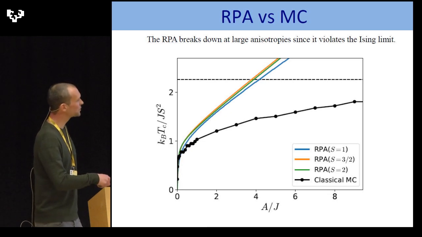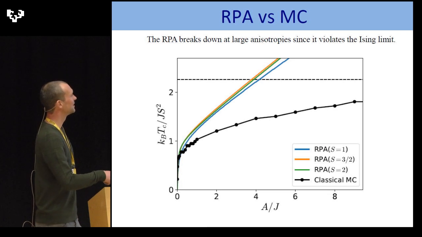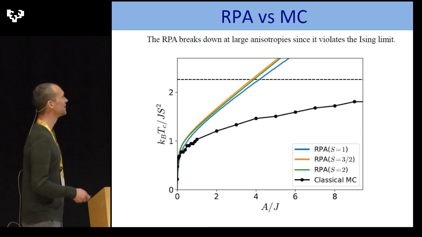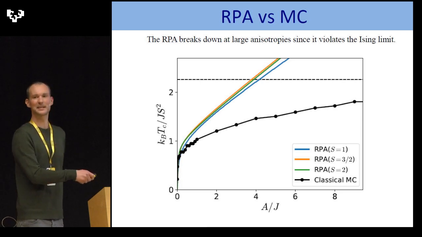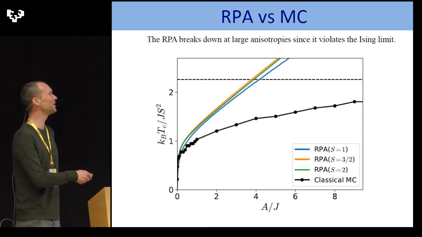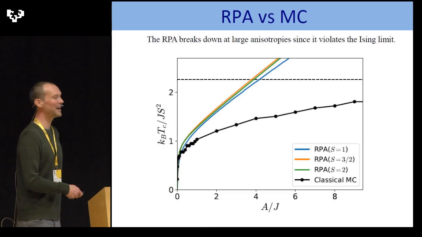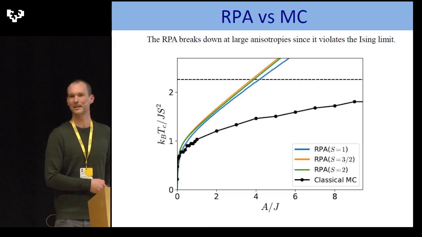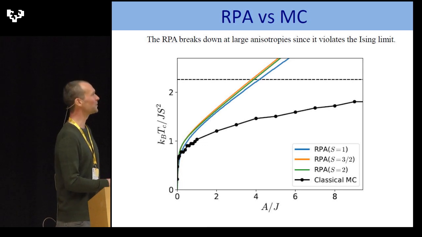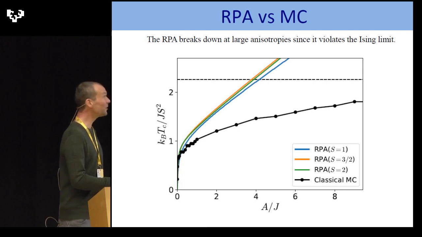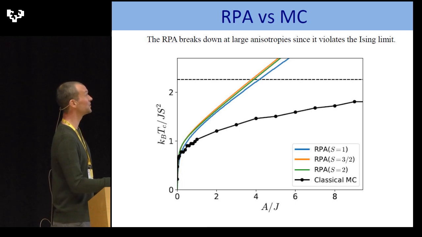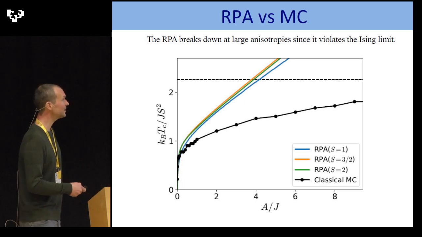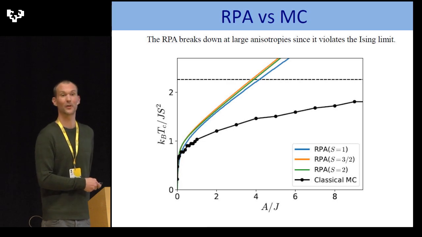But one important point to note here is that the RPA result just becomes linear at some point. Now, what I've shown here in the dotted line is the Ising limit. That's the result for the Ising model. And if the anisotropy goes to infinity, then the model effectively becomes equivalent to the Ising model. So we know that these lines have to go asymptotically to the Ising limit, and the RPA does not do that. So we think that the RPA doesn't capture the correlation properly.